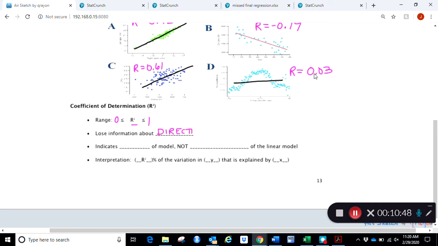Or what I mean is, by looking at just R squared, you will not be able to tell if it has a positive or a negative slope. However, hopefully you've already created a graph and calculated correlation, so you've already got the direction in a couple of other places. So losing that information is not the end of the world. What this new number will calculate for us is it indicates the strength of our model, not the appropriateness of the model.